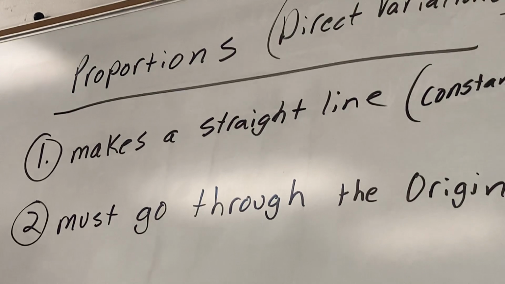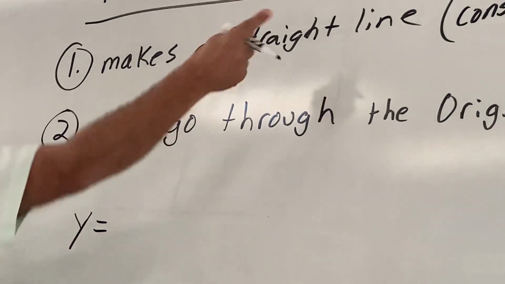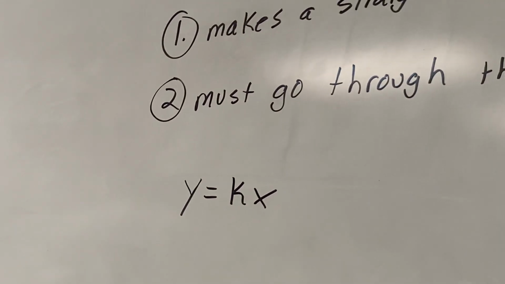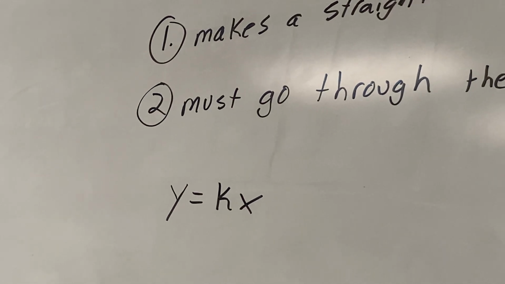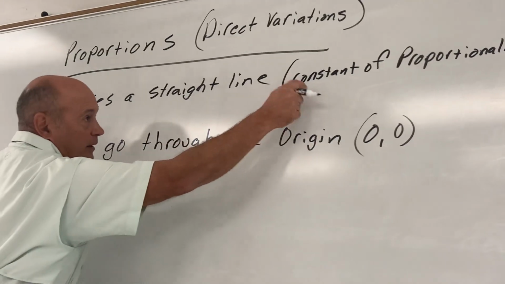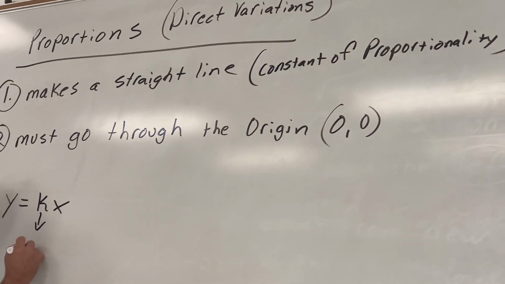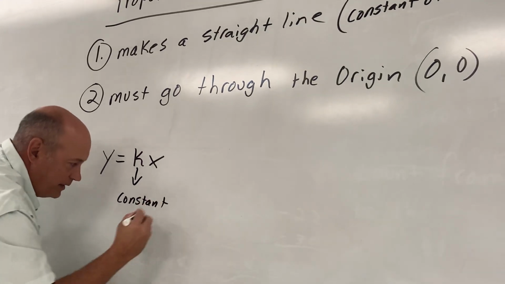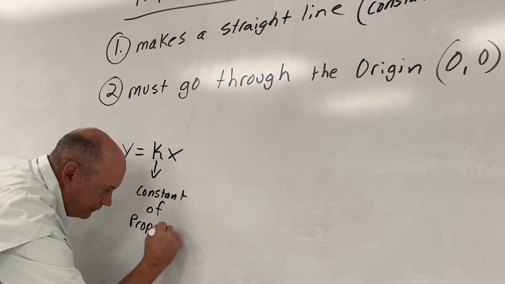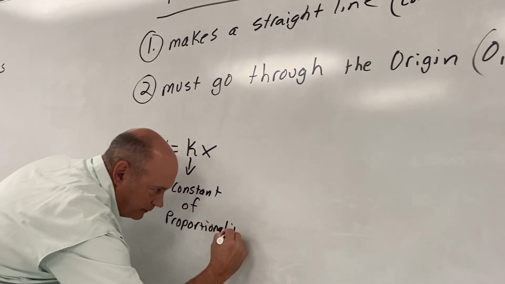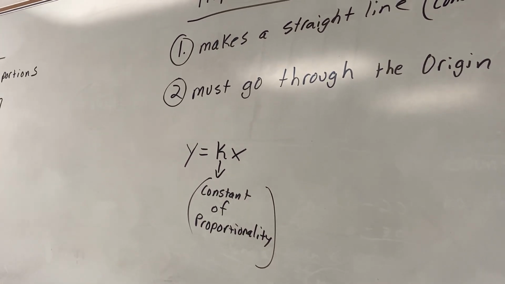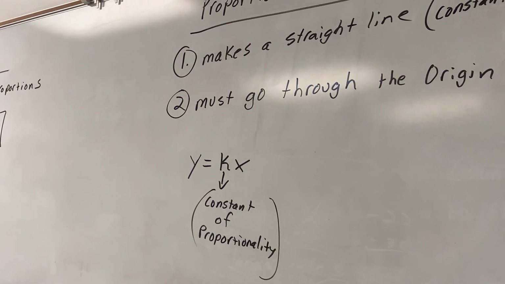Now, the equation for any direct variation or proportion is y equals k times x, right? K is what we call the constant of proportionality. And I usually don't write out all of that. I just call it the constant. K is the magic number. Can anybody tell me what K is in this first example on the warm-up?